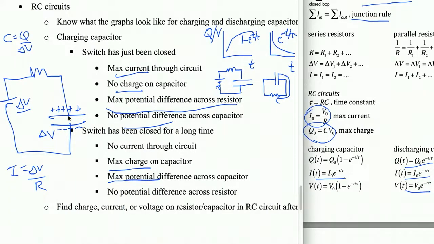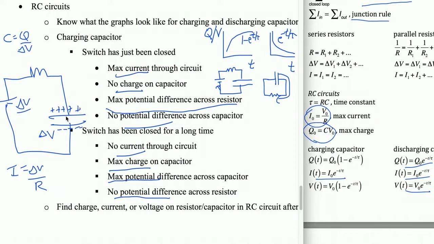So we've got max charge on the capacitor, max potential difference, and that means that we cannot have any potential difference across the resistor because the capacitor already has it all. And so if you're trying to find a current through the resistor using V over R, there's no potential difference, there's no current. So no current flowing here.